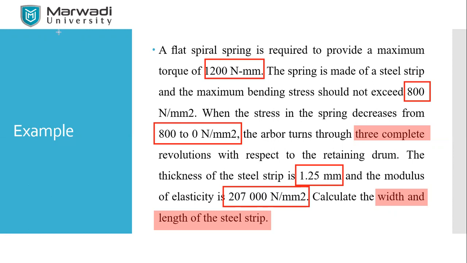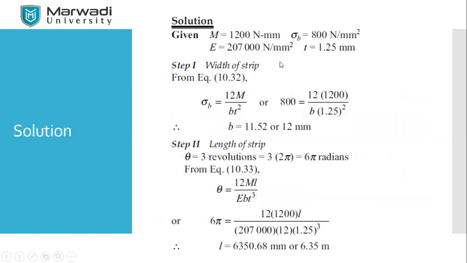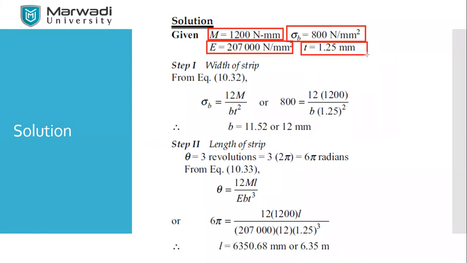Now, to the solution of this particular question, these are the given data as we know. M is equal to 1200, sigma B is equal to 800, E is equal to 207,000 Newton per mm square, and small d is equal to 1.25. Now we want to calculate the width of strip first.